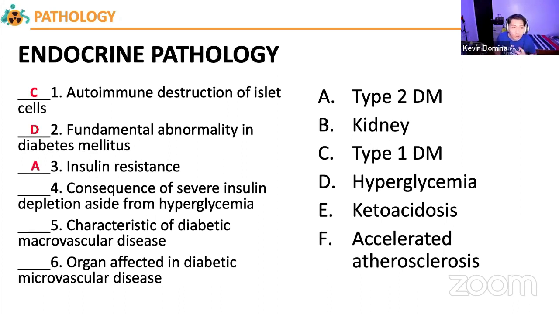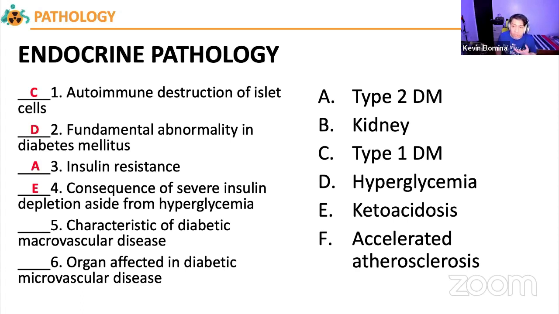Now, what's the consequence of severe insulin depletion aside from your hyperglycemia? It's your ketoacidosis. Remember the pathogenesis of your DKA. If you have super babang insulin levels, no, it will promote your ketogenesis, no? And that can cause your ketoacidosis.